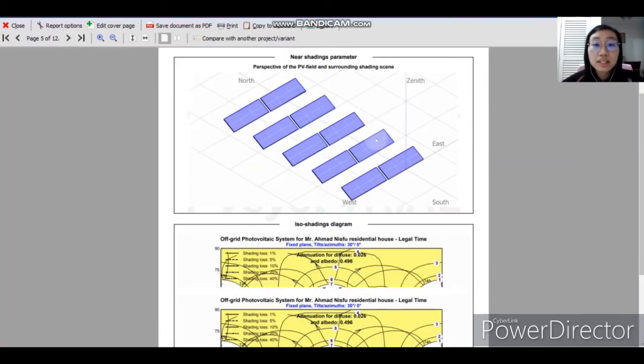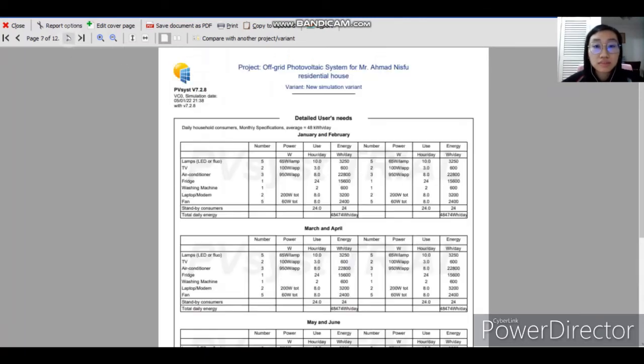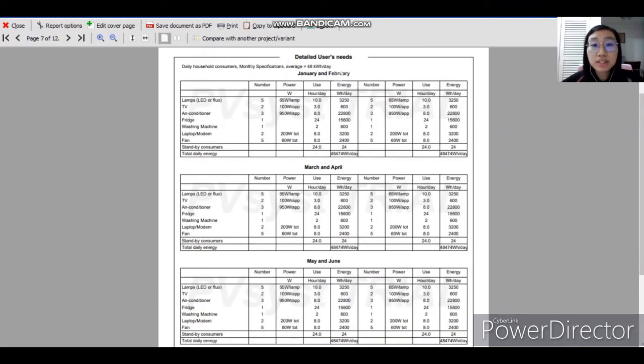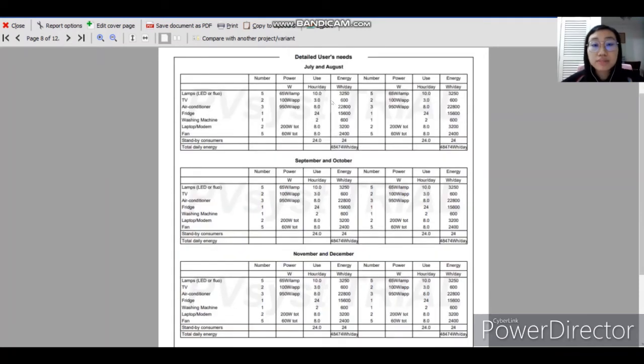And this is the new shading parameters, which is the perspective of the photovoltaic field and the surrounding shading scheme that we are going to design for Mr. Ahmad Nifu's residential house. And next we can see the detailed user needs, starting from January to December, that we have set based on the requirements from Mr. Ahmad Nifu.